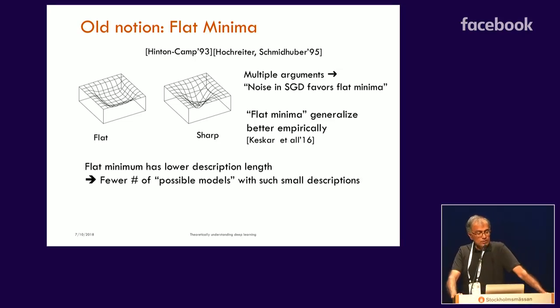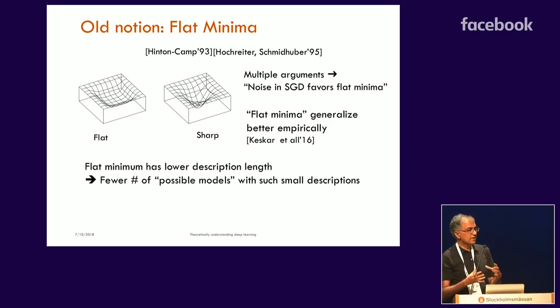So theoretically, why should flat minima be good? This was suggested already in the original papers: a flat minimum has lower description length, that is, a lower number of bits needed to describe it. Why? Because if it's a flat minimum, you can jiggle the solution a lot, and the loss doesn't change. And so you can imagine truncating the bits of precision, and you can represent the solution with fewer bits.